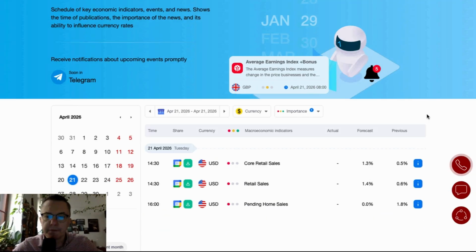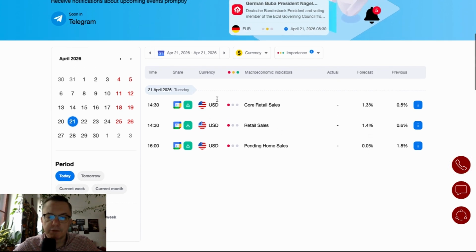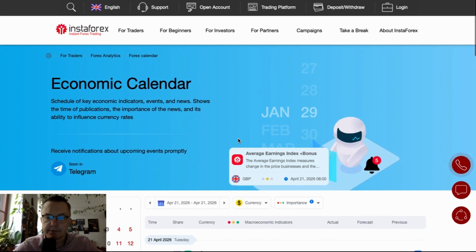So what do we have here? Very important data releases, this time only during the US session. Core retail sales and retail sales are scheduled for release at 2:30, and the pending home sales are scheduled for release at 4 o'clock. Mostly market participants expect an increase in retail sales from 0.6 to 1.4 and a decrease in pending home sales from 1.8% to 0%. So those are the most important data releases. They have high impact on the market behavior.